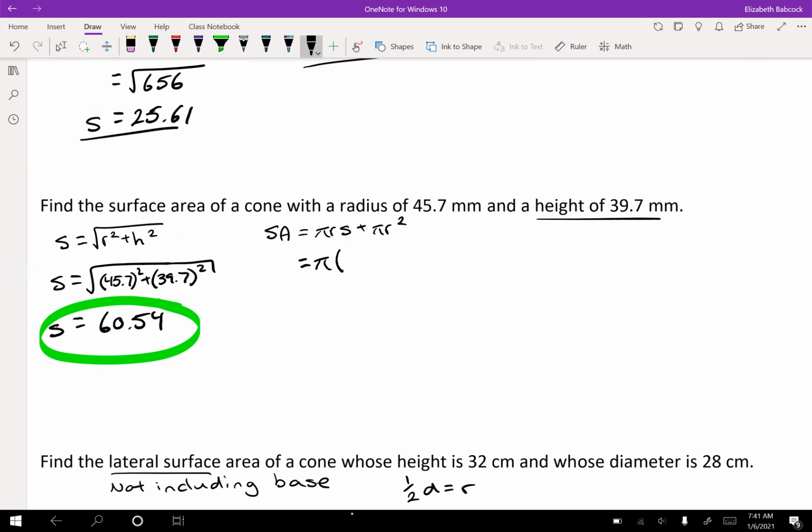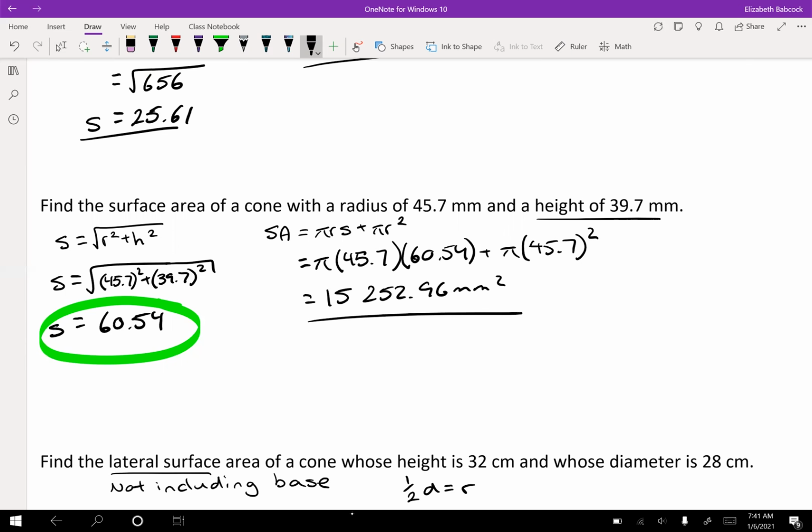So pi times 45.7 times 60.54, plus pi times 45.7 squared. Now you end up with the 15,252.96 millimeters squared. Okay.